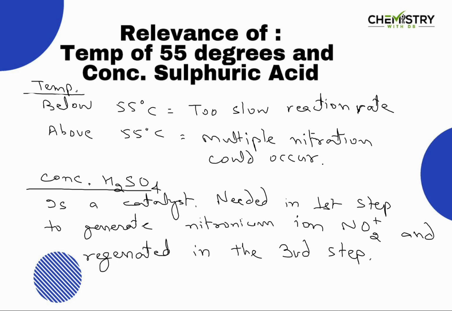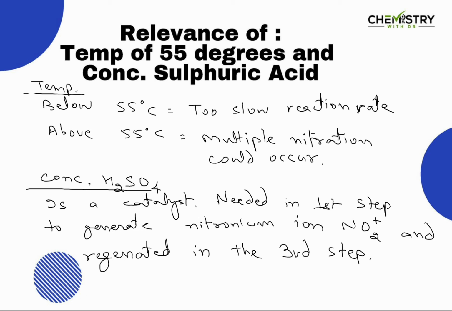Now let's see why those two important conditions are needed. Firstly, the temperature of 55 degrees. What's the relevance of 55 degrees? At a temperature below 55 degrees, the reaction would be too slow. So therefore you need to have 55. But above 55 degrees, what will happen? Multiple nitration could occur. So instead of getting nitrobenzene, you could get dinitrobenzene or trinitrobenzene depending on the temperature. So maintaining a reaction condition of 55 degrees is necessary if you are interested in nitrobenzene.